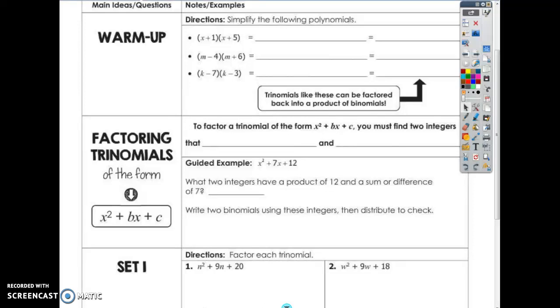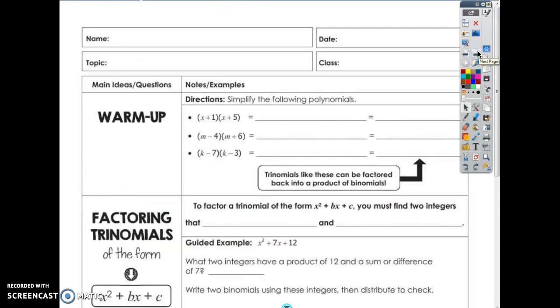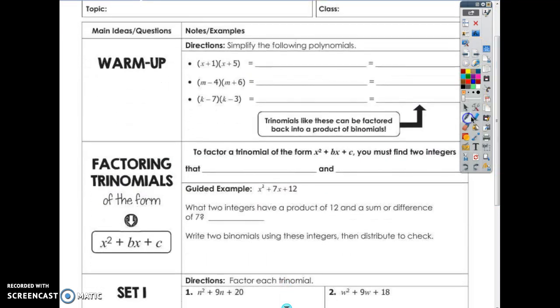Okay, the warm-up could have been done using the box, just like so. But the easiest way to do this is to figure out what the last two multiply to give you and what they add, or the sum or the difference of them. What does it give you? So when I multiply these two, that gives me 5. When I add these two, that gives me 6. Okay, so that's going to give me the last two numbers. So it's x squared plus 6x plus 5.